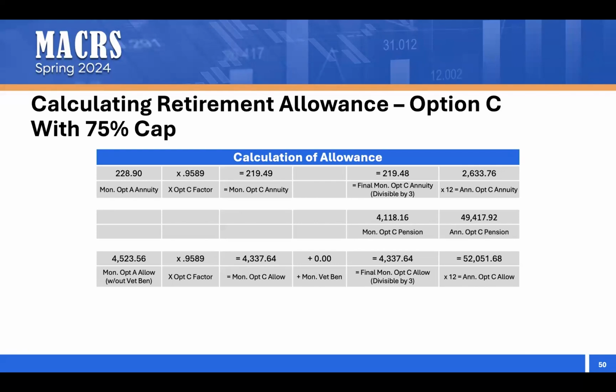Okay, now that we have the final option C allowance and annuity amount, you subtract to get the pension amount. And you multiply by 12 to get the annual amounts.